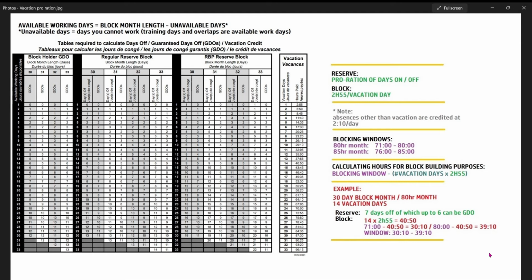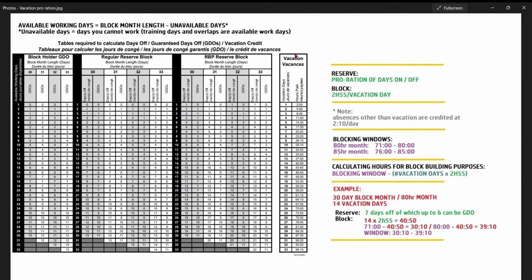In addition, despite its name and having information for reserve, it also has information, as you can see, for block holders and also vacation credit as it applies to block holders. Now we'll just go through a couple of the columns here. So here you have the block month length in days. So a 30-day block month, 31, 32, and so forth. Same thing for reserve block holders and RBP or reduced block program reserve block holders.